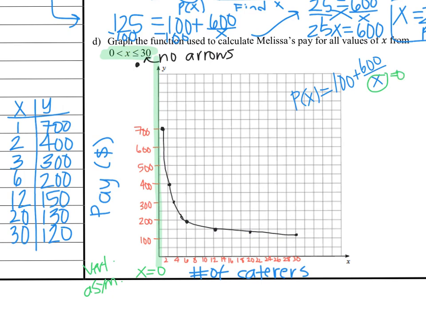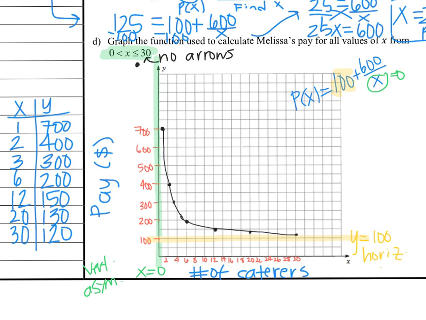And then the other one, going left and right, is going to be from the 100 here, that is that vertical shift. So we're going to draw in an asymptote going horizontally through y equals 100. So there's the horizontal asymptote.